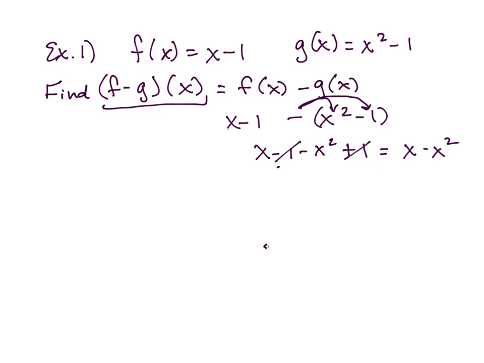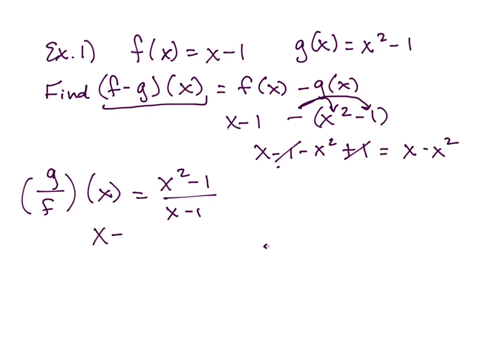Okay. Now let's find g over f of x. G over f. So now we're going to take g of x and we're going to stick it on the top of our fraction. We're going to take f of x, we're going to stick it on the bottom of the fraction. And right here, we want to state the restrictions. X can't be 1, she says. We're going to get a final answer here, but at the end of the day, x is not 1. So hang on to that.